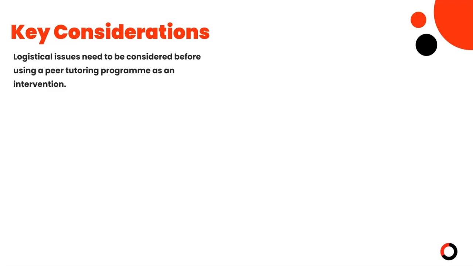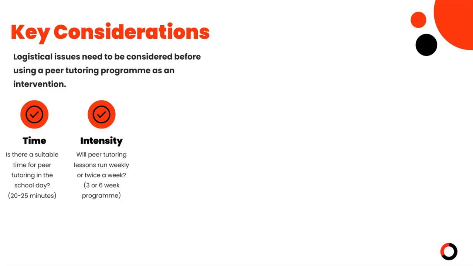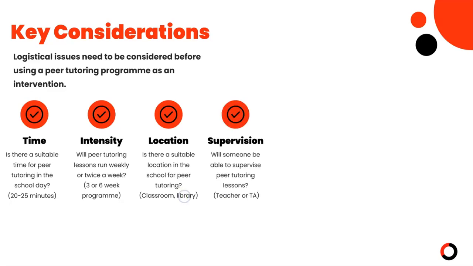So key considerations. Logistical issues need to be considered before using a peer tutoring program as an intervention. This is particularly important when it comes to peer tutoring. So time, is there a suitable time for the peer tutoring in the school day? It will take about 20 minutes. Intensity, will the peer tutoring lessons run weekly or twice a week? This dictates whether it's a 3 or 6 week program. Location, is there a suitable location in the school for the peer tutoring? Supervision, it will require someone to supervise them. Could this be a teacher or a TA?